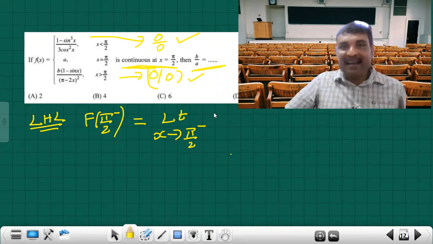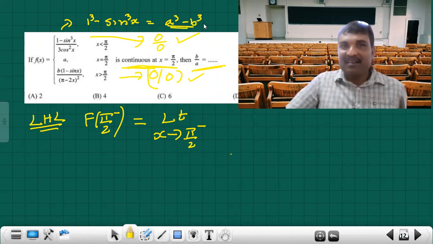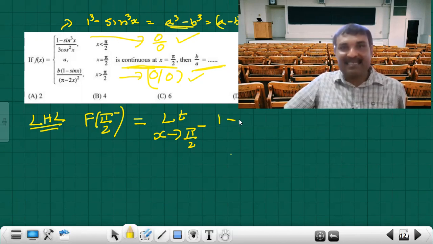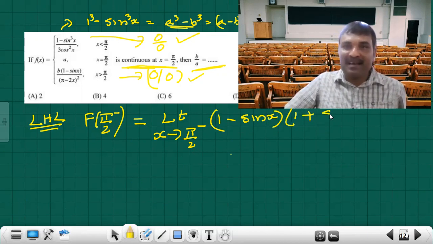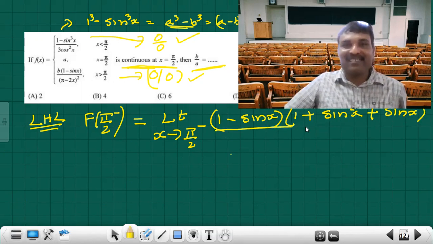The numerator is 1 minus sin cube x. This is of the form 1 cube minus sin cube x, that is a cube minus b cube. We know a cube minus b cube is equal to a minus b multiplied by a square plus ab plus b square. So we can write the numerator as 1 minus sin x multiplied by 1 plus sin square x plus sin x. So the numerator is factorized.